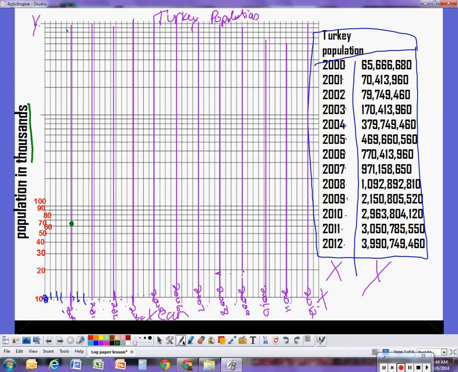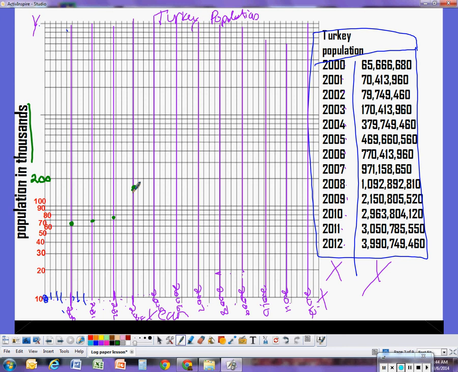Okay, so then in 2001, I'm at 70,000. That's why I like having the lines there, because I don't have to constantly look down. I can just look for the next purple line. And then we're 79, and then 170,000. So this would be 200. So 170,000 would be about here.